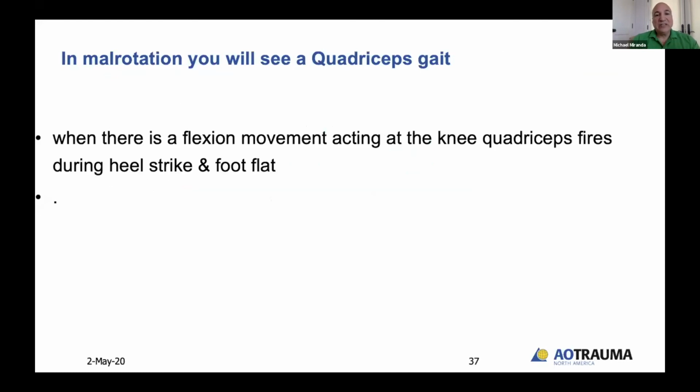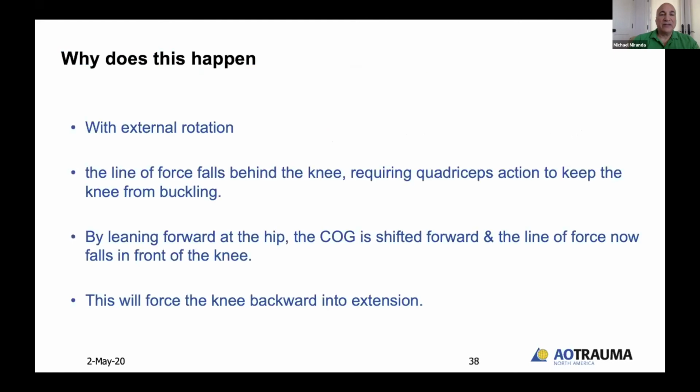You'll see with these folks with malrotations, especially external rotation deformities, they'll have a flexion moment acting at the knee. When there's a flexion moment, the quadriceps fires during the heel strike and the foot flat. So why does this happen? You'll see some external rotation. The line of force falls behind the knee, resulting in the quadriceps firing.